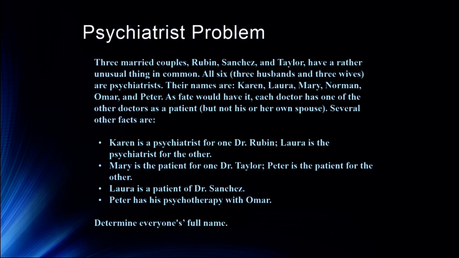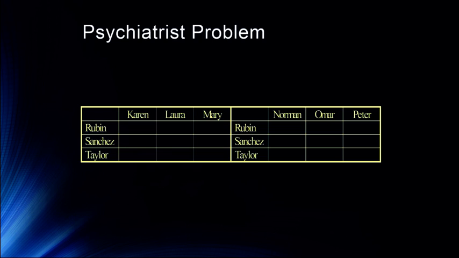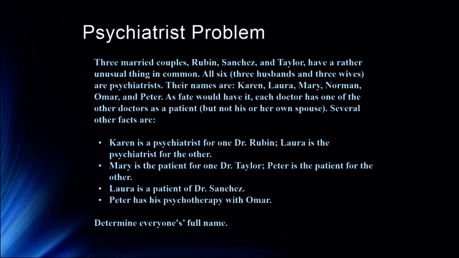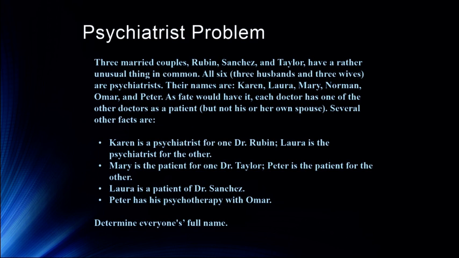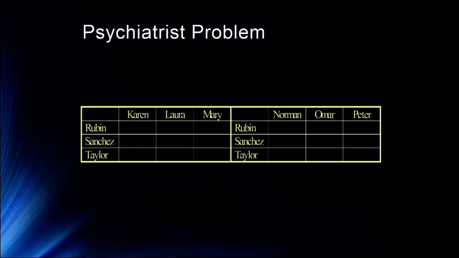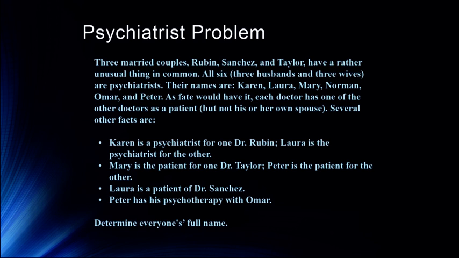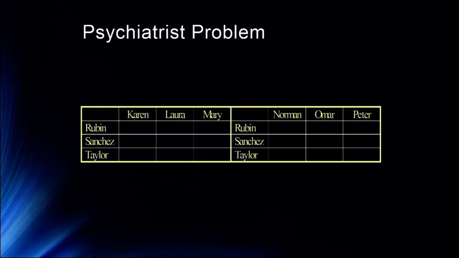Well, you can actually use a matrix like this and figure out, so for example, we know Karen and Laura are not Dr. Rubin, so we would X out Karen and Laura under Dr. Rubin, which means that Mary has to be Dr. Rubin. Well, we know Mary is not Dr. Taylor, so we don't need to even worry about that. So Peter is not Dr. Taylor. Laura is the patient of Dr. Sanchez. So that means she's Laura Taylor and Karen is Dr. Sanchez, etc. So you can go through and kind of mark these out.